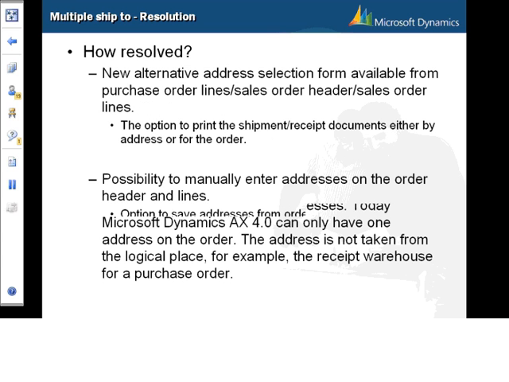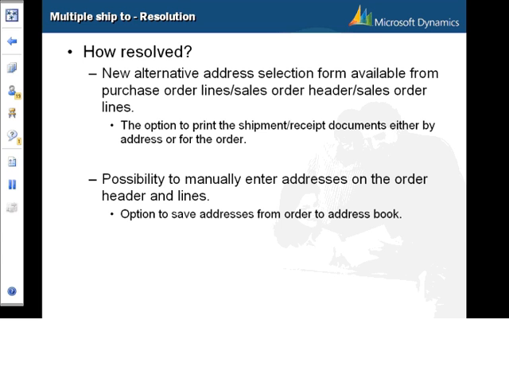What is the resolution for our multiple ship to problem? A new alternative address selection form available from the purchase order line, sales order header and sales order lines. The option to print the shipment and receipt documents either by address or for the order. Possibility to manually enter an address on the order header and lines. Option to save addresses from the order to the address book.